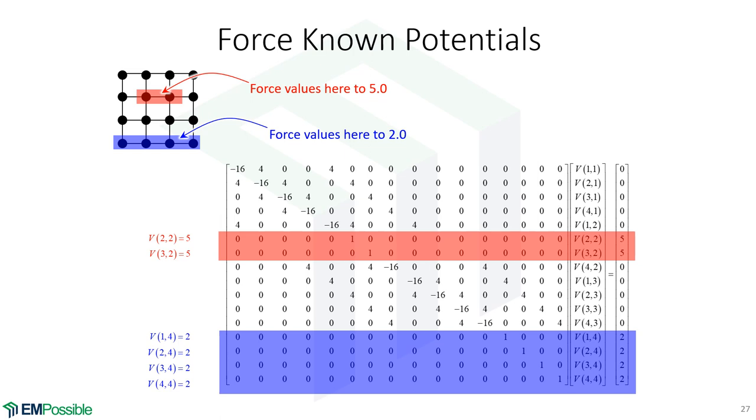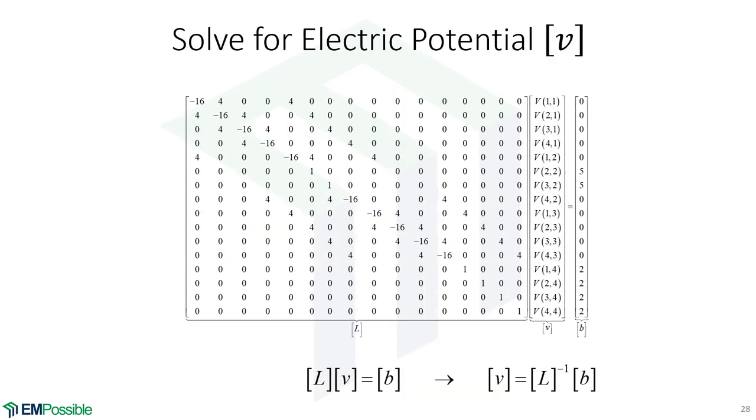Now when we do that, we no longer have all zeros here. We have actual numbers here. And so this matrix equation becomes solvable. We now have a B column vector, we'll call it. And so now when we bring our L matrix over to the other side, this is something that we can solve. And we've calculated our electric potential on that grid.